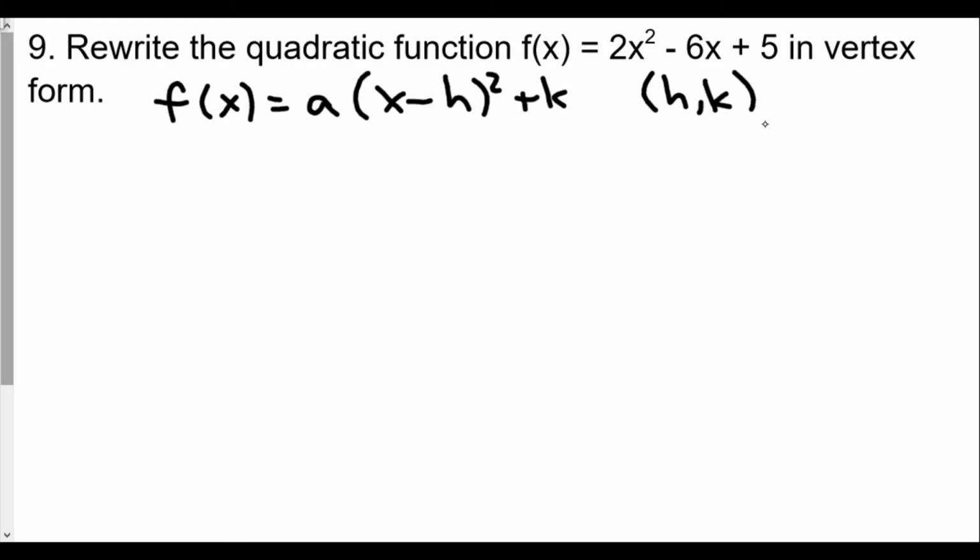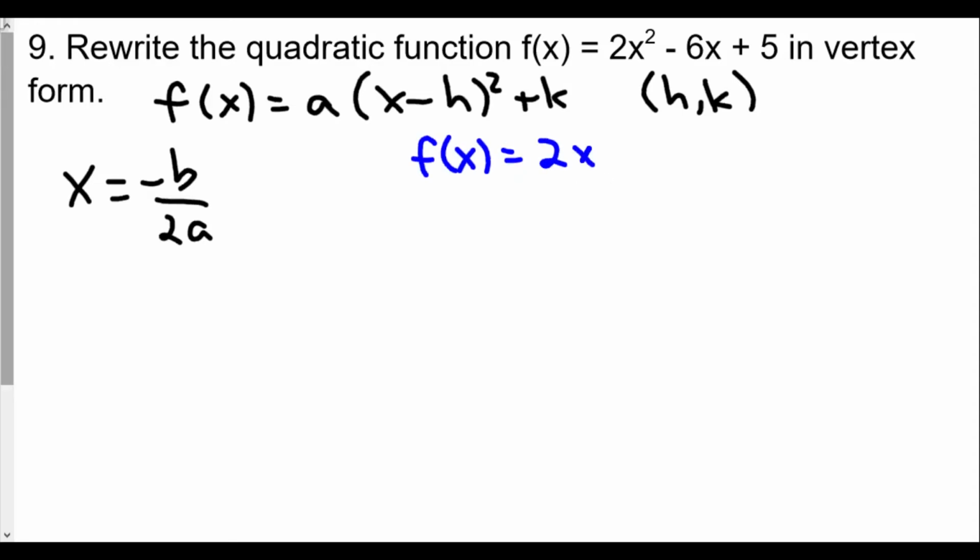Now, we're going to do this in a few steps. We have to find the vertex, or a turning point in this case. And to do that, we saw in other videos that we need our axis of symmetry, x equals negative b over 2a. Now, of course, we need our a, b, and c values. So we take a look here at f of x is equal to 2x squared minus 6x plus 5, and we match up with ax squared plus bx plus c.